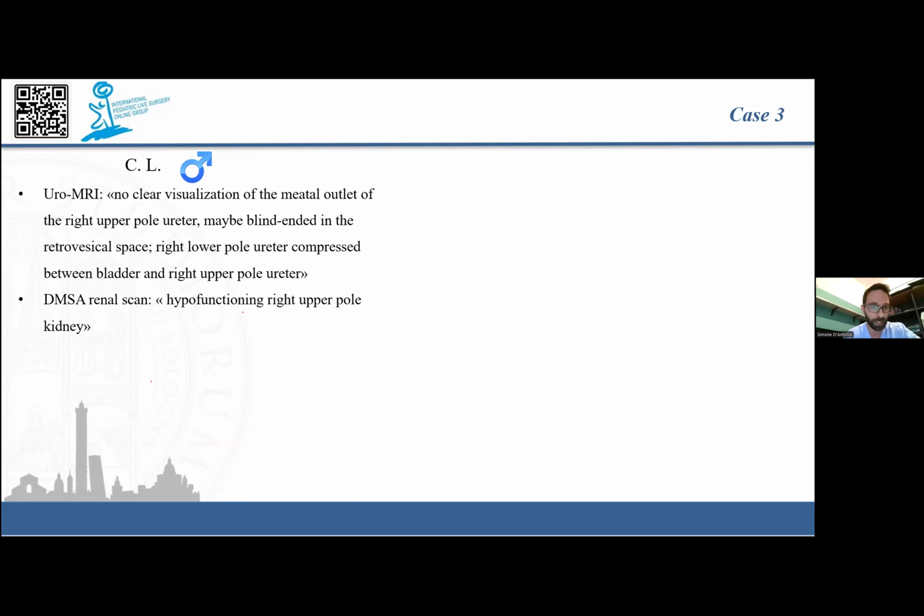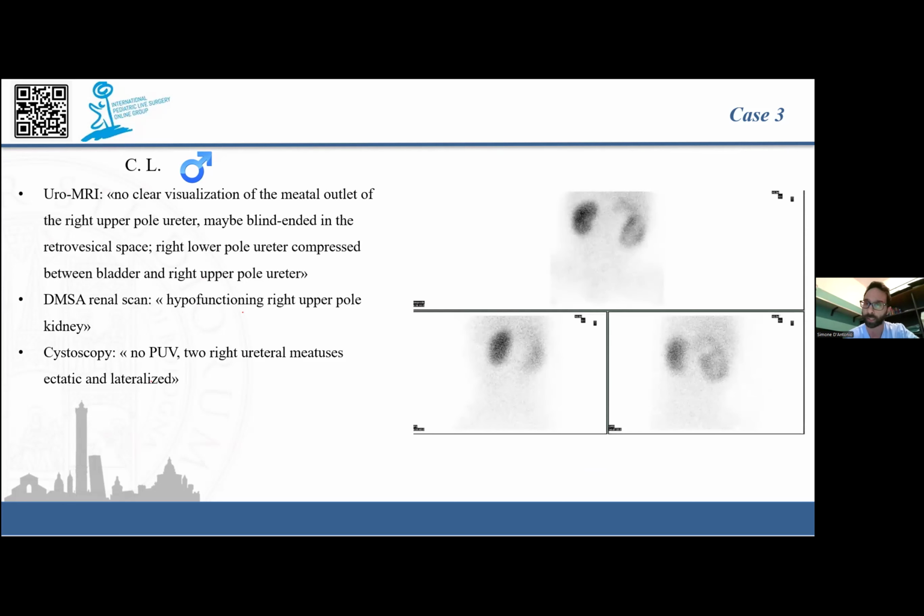The DMSA renal scan showed a hypofunctioning right upper pole kidney versus the lower moiety, and the patient underwent a cystoscopy, and the cystoscopy was negative for posterior urethral valves, and we saw two right ureteral meatus, ectasic and lateralized despite the bladder trigone.